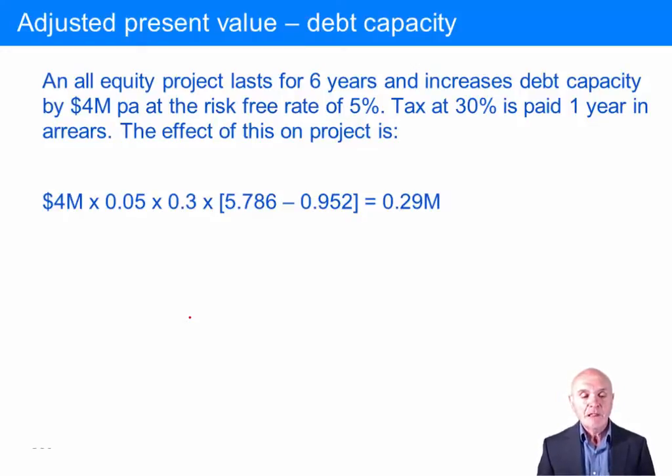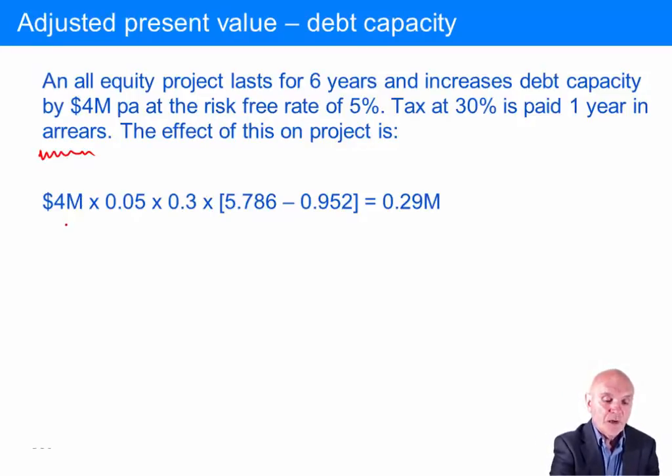So here we have an all-equity project that lasts for 6 years and increases the debt capacity. We might not even have borrowed, but we could borrow if we wanted to. It's a potential benefit that we need to take into account. The risk-free rate is 5%, tax as before 30%, but this time paid 1 year in arrears. So you need just a little bit of care when we're evaluating the value of this subsidized debt. What is the effect on the project of the finance? We're not interested in the project itself. That's really easy to work out. We're not even given details of the project in this one. We just want to know what is the potential benefit of the type of finance that we have.